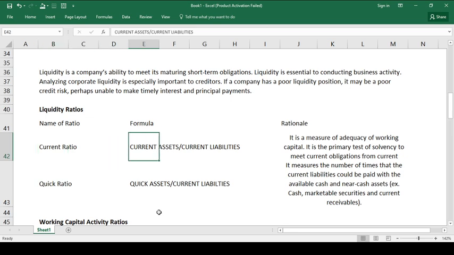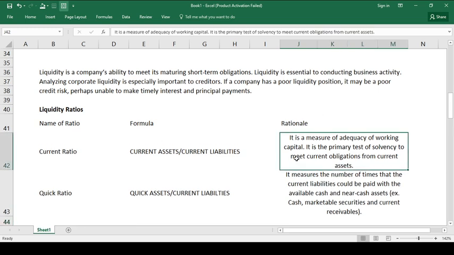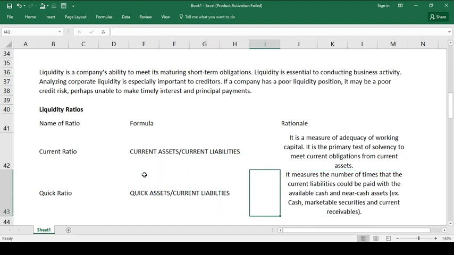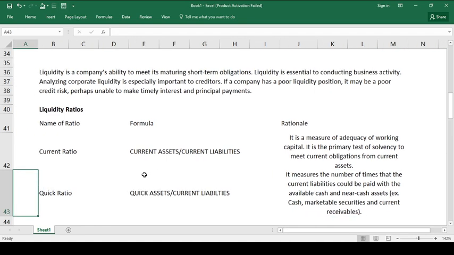Okay, the current ratio is very simple to compute. That is dividing current assets by current liabilities, and its purpose is it is a measure of adequacy of working capital. It is the primary test of solvency to meet current obligations from the current assets. Okay, so once we compute, if the current ratio is equal to 1, it means that the current liabilities and the current assets are identical to each other.